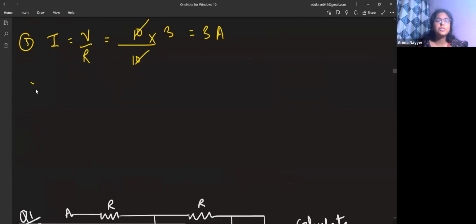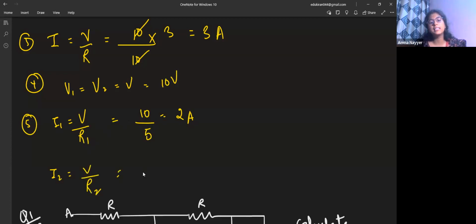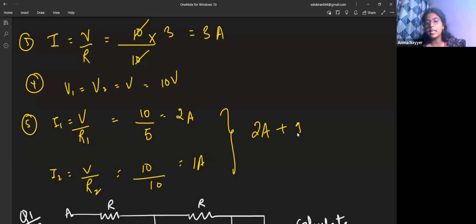So the voltage portion is very easy. V1 is equal to V2 is equal to V, which is 10. Now current across each, I have told you, the first current will be voltage divided by first resistor. So voltage is 10, R1 is 5, so that becomes 2 ampere. And I2 will be V by R2, that is 10 by 10, which is 1 ampere. You can check also, 2 amperes plus 1 ampere gives you the entire 3 amperes back.